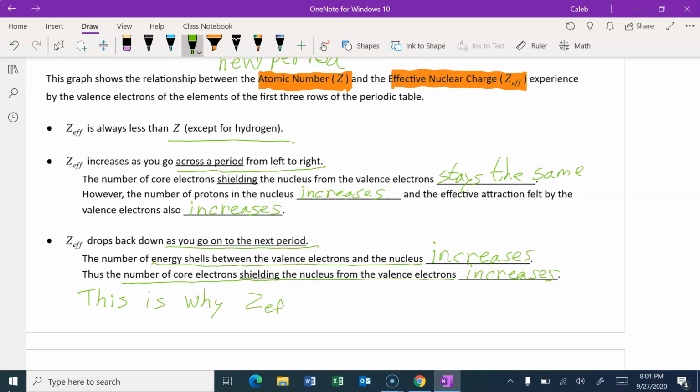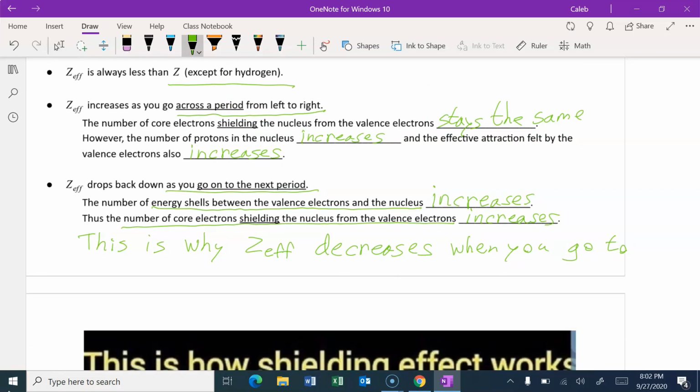And this is why Z effective decreases when you go to the next energy level, or the next period, we could say. Just to sum it up, that's why Z effective decreases when you go to the next period.